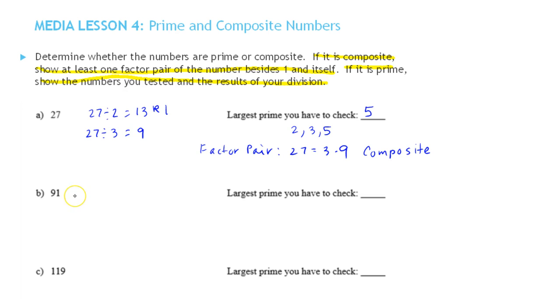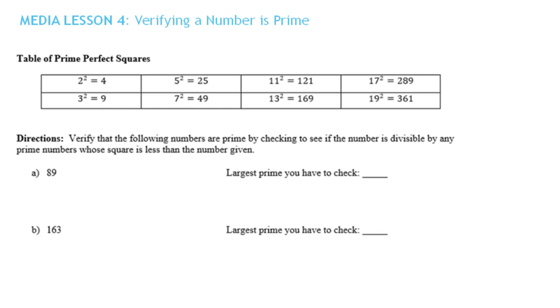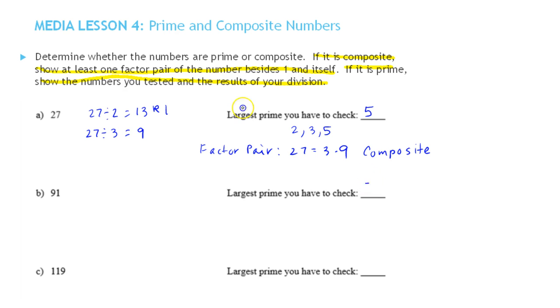So 91, let's see how high we have to check. 91 is less than 121 and more than 49, so we're going to need to check up to 7, which means we have to check 2, 3, 5, and 7. Looking at this number, you may think at first glance, this number looks kind of prime, and the reason I'm saying this is because it's odd.